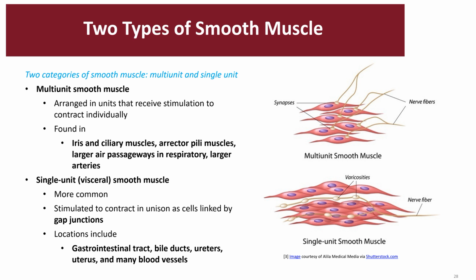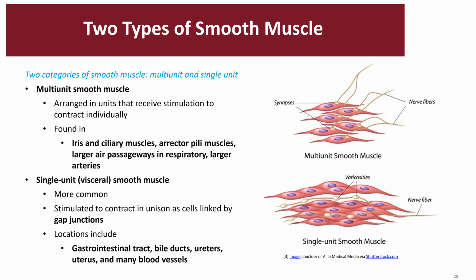together via gap junctions. They're located predominantly in your GI tract, your bile ducts, your ureters, your uterus, and many, many blood vessels. Whereas the multi-unit receive contraction individually, and they're found in your iris, ciliary muscles, arrector pili muscles, larger air passageways in the respiratory system, as well as large arteries.